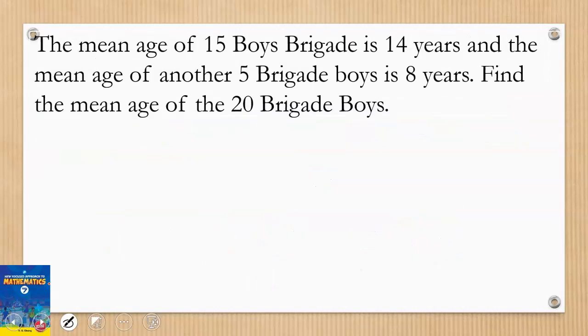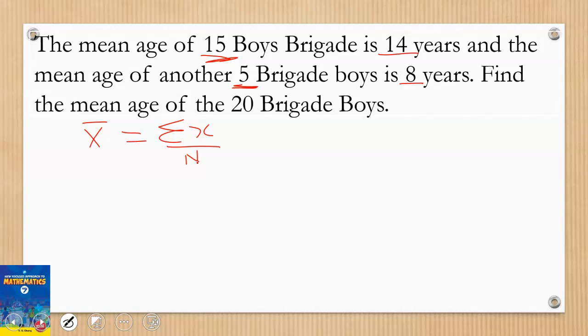The mean age of 15 boys in a brigade is 14, and the mean age of another 5 brigade boys is 8. We want to find the mean age of all 20 brigade boys. So if the first 15 boys have a mean age of 14, and the remaining 5 have 8, if you put them together, what will be their mean age? Okay, we know that the mean is equal to the sum of the variables divided by the number of variables.